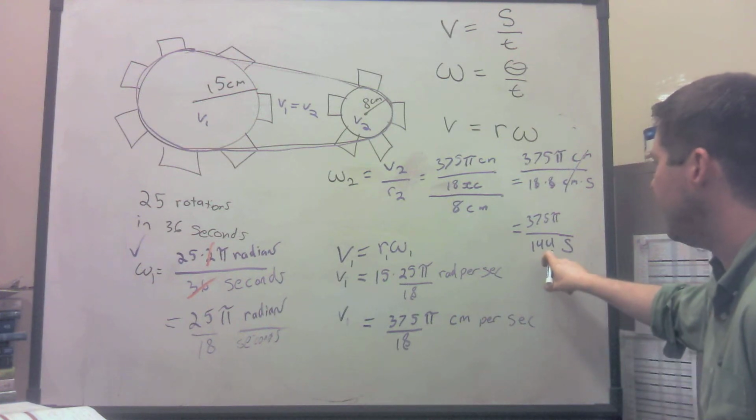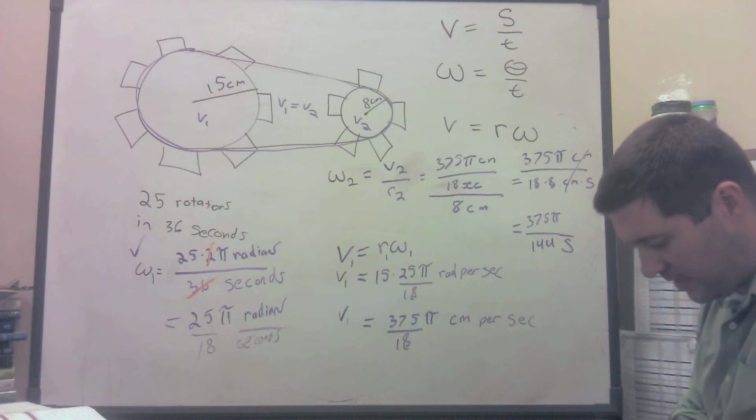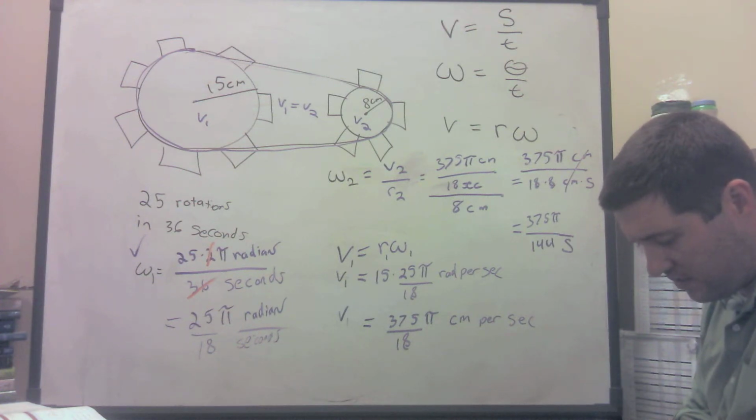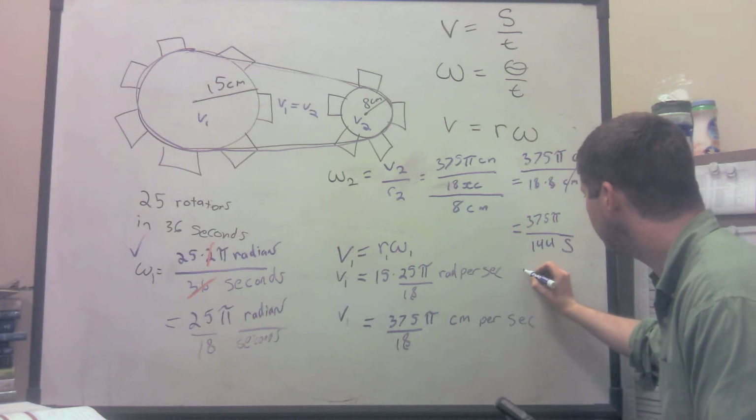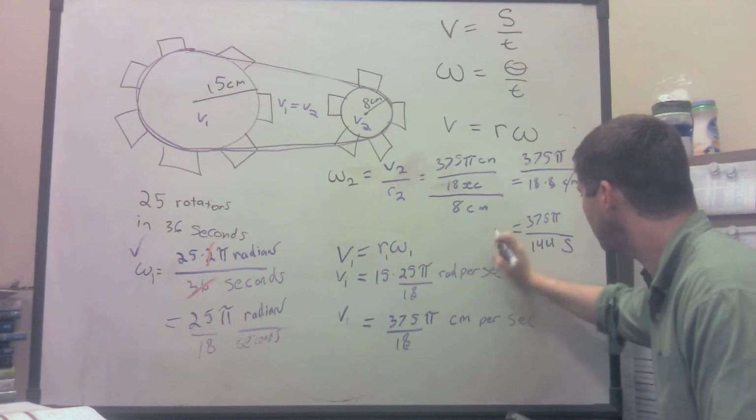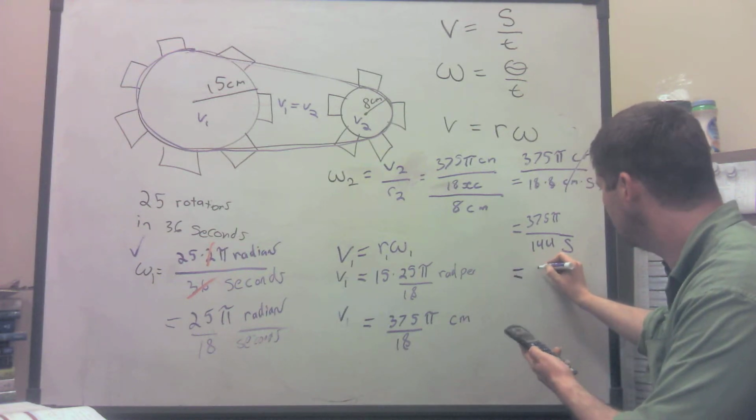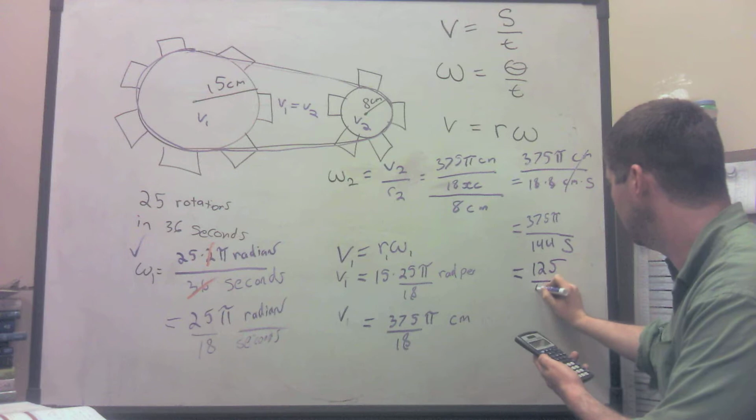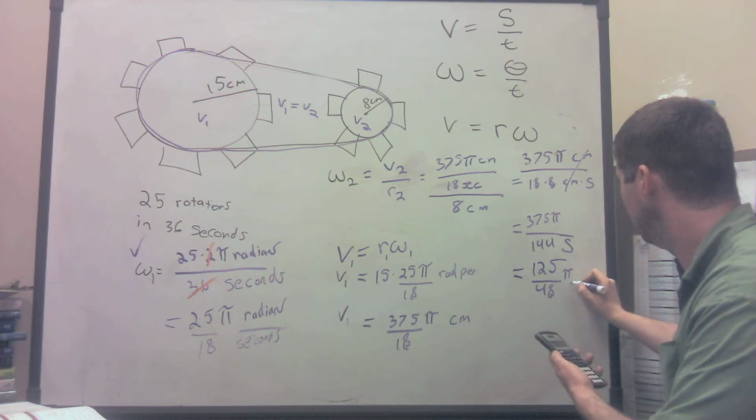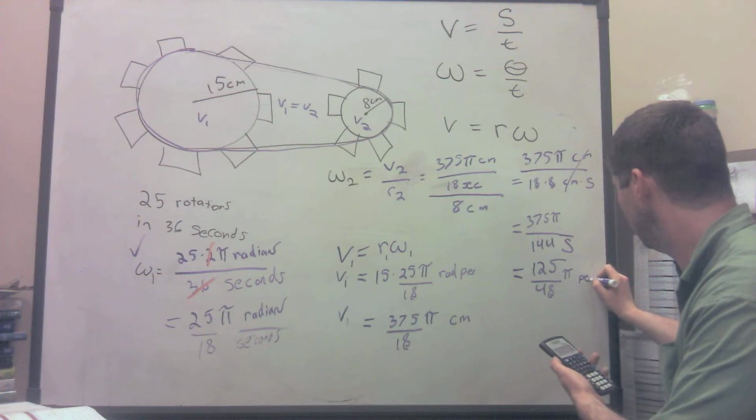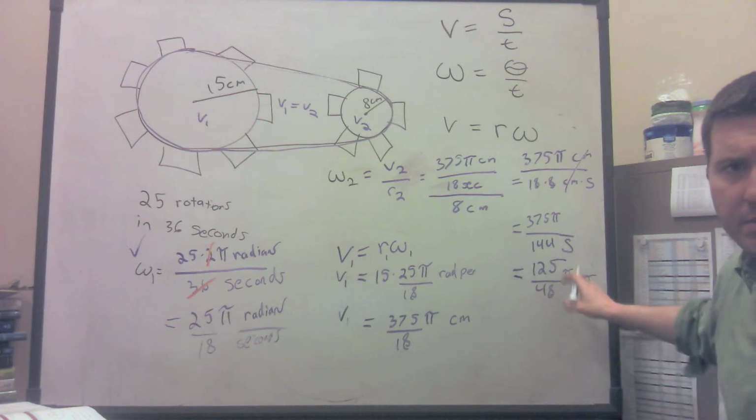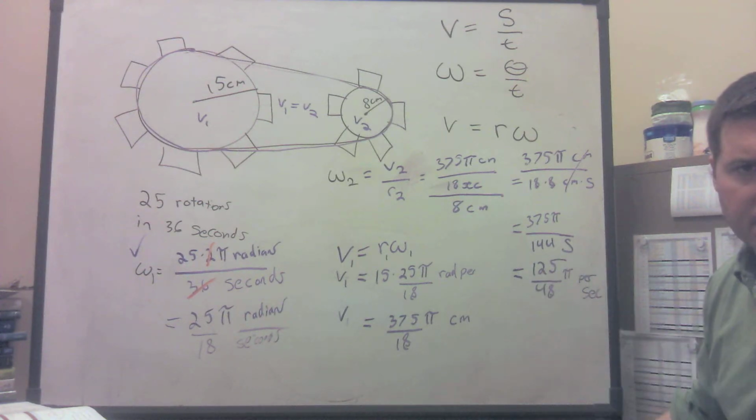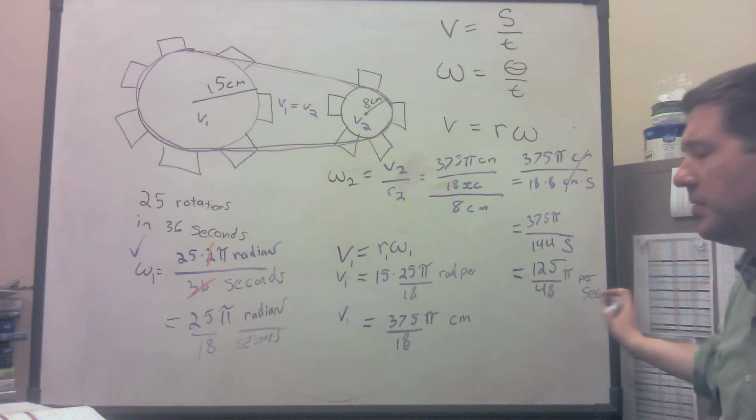And we could try to simplify this. I don't think that simplifies. Let's see. 375 divided by 144. Oh, that does simplify just a little bit. So I get 125 over 48 pi radians per second, or just 125 over 48 pi per second.